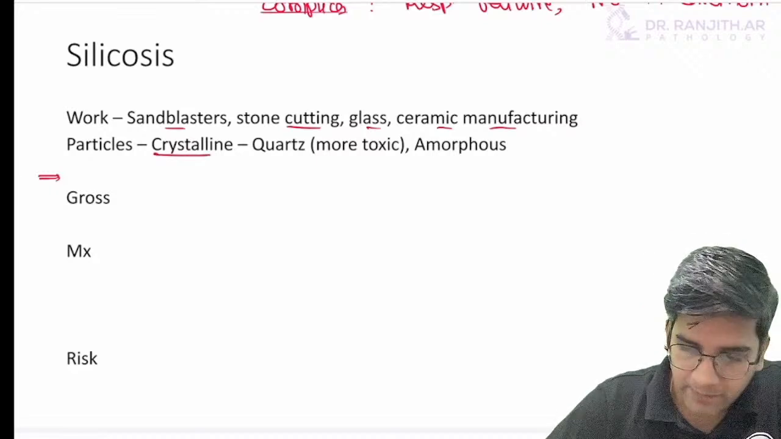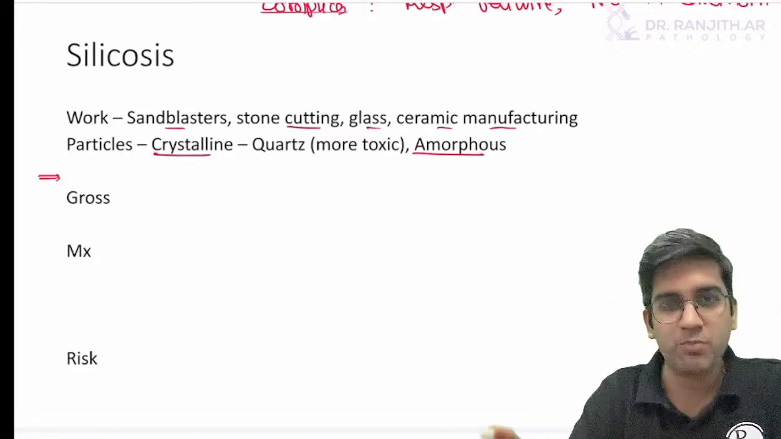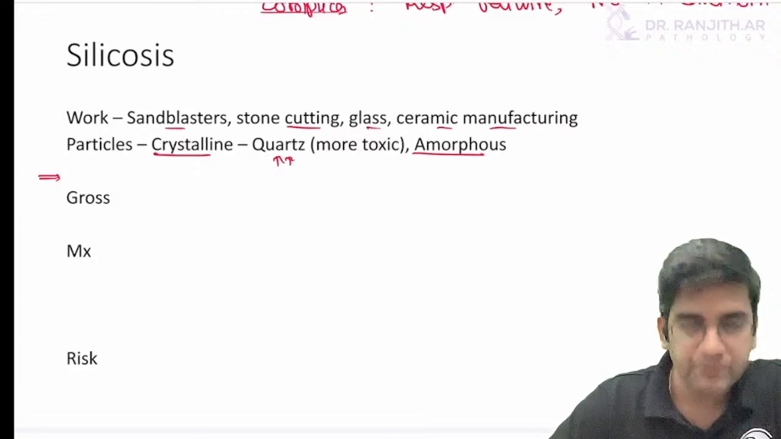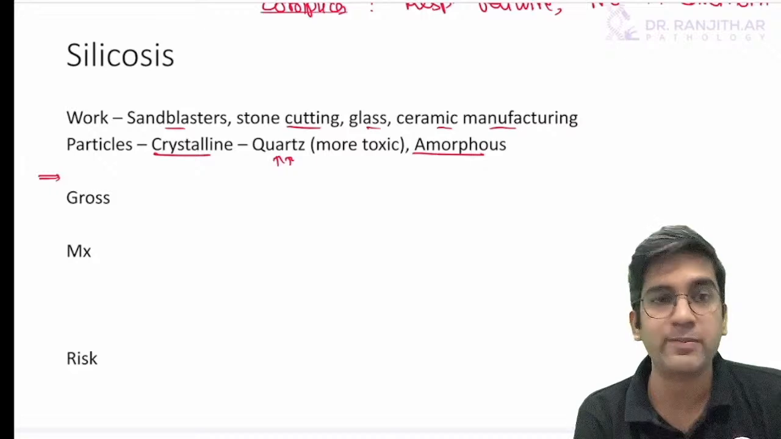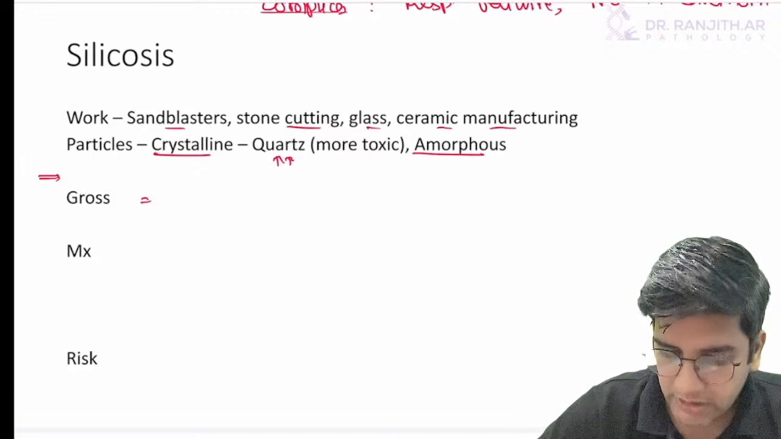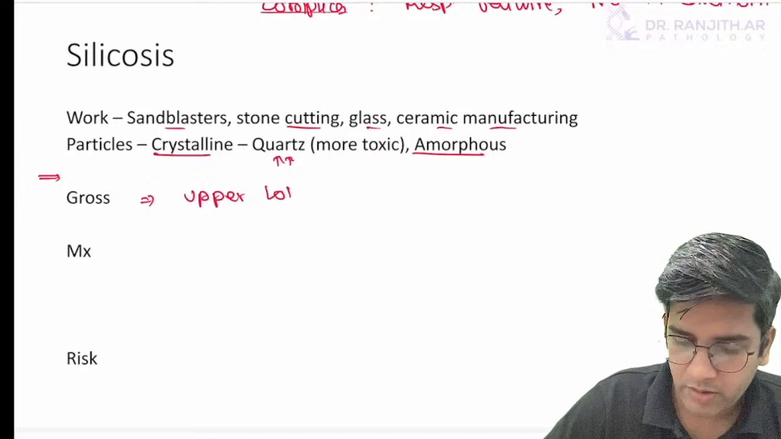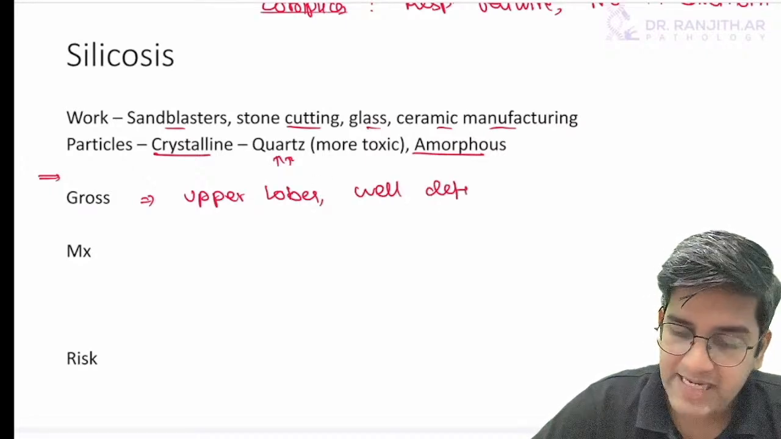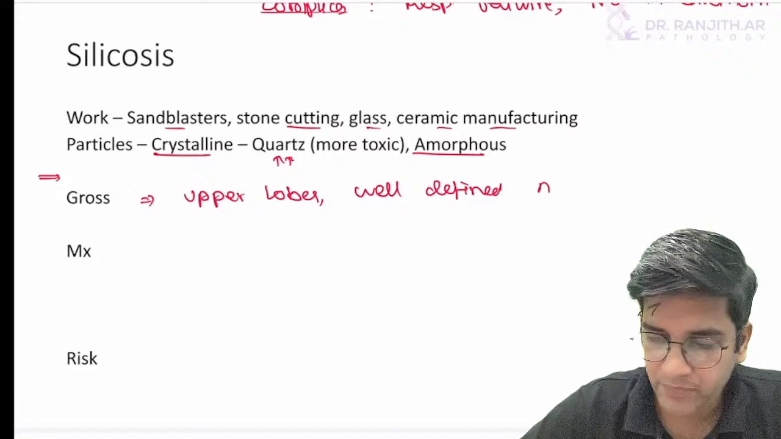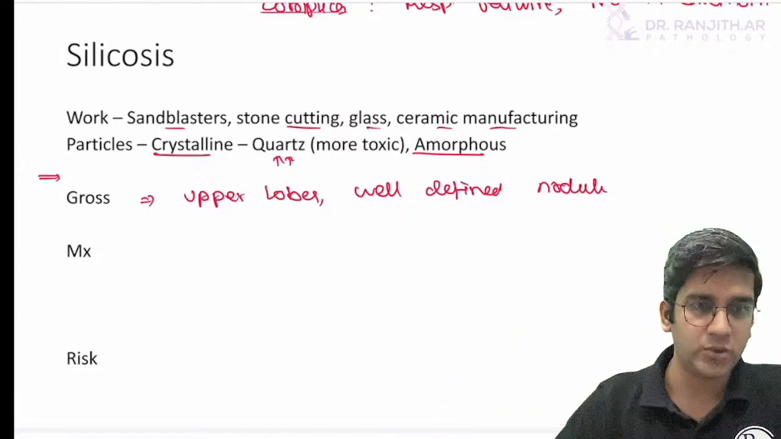Two types of silica, same like coal and asbestos: crystalline and amorphous. Amorphous is not very important. Crystalline quartz, a type of silica you must have seen in watches, is the most toxic or the most fibrogenic silica. Fine. Grossly, you can have it mostly in the upper lobes of the lung. You can have well-defined nodules. They might sometimes mimic cancers. They are very well-defined nodules like a tumor. That's a classical finding of silicosis, right?